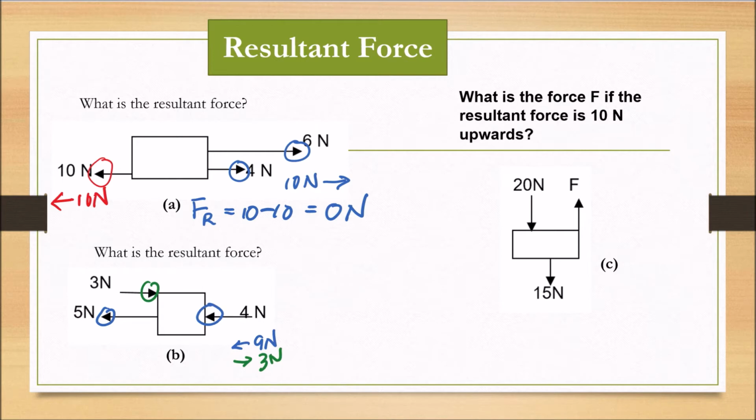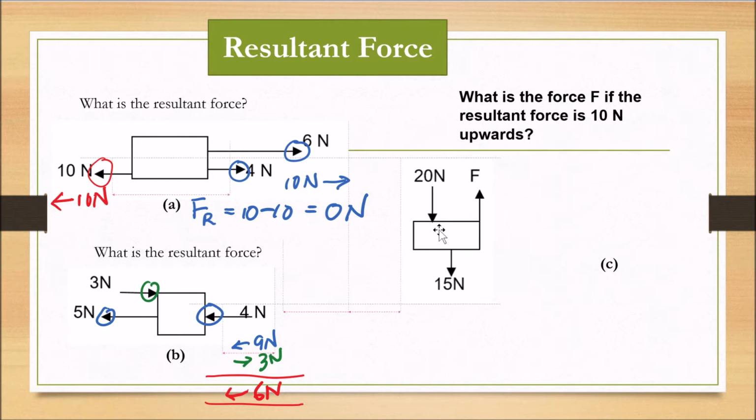To find the resultant force, we take the big minus the small. This is the bigger force, 9, so 9 minus 3 gives us 6 Newtons. For the resultant force, you need to give a direction. The direction will follow the bigger force. So the answer is 6 Newtons to the left. Let's look at C. Now C is not so straightforward, so read the questions carefully.